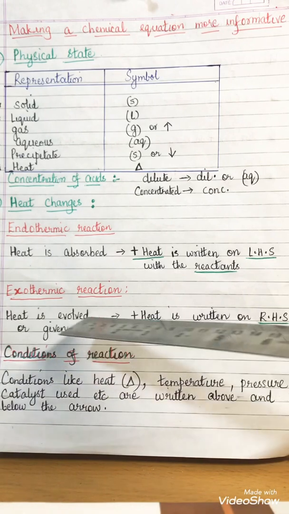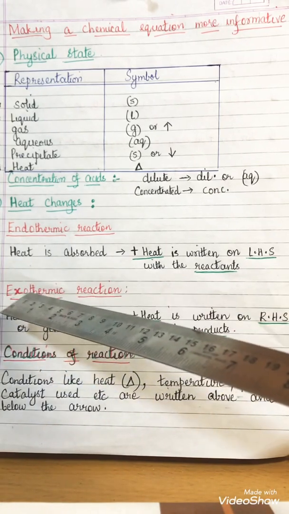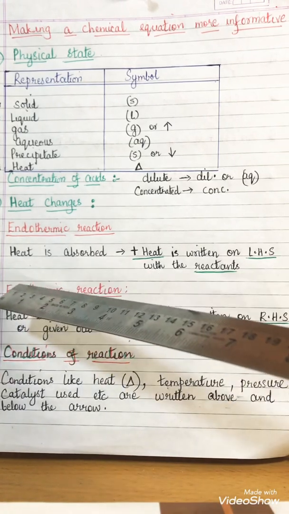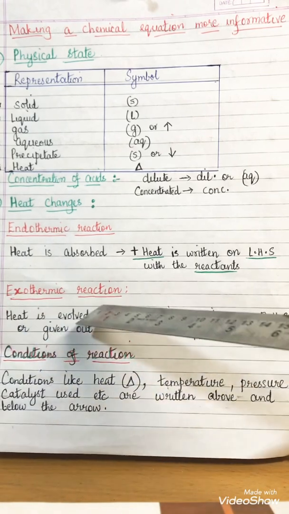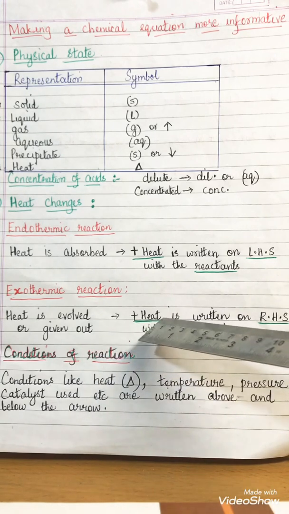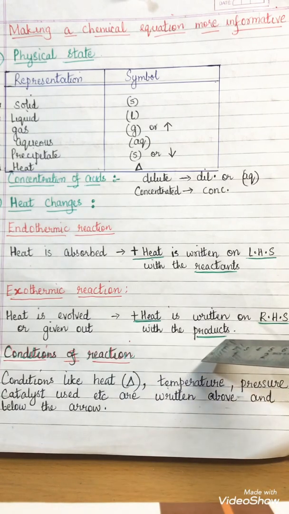If heat is evolved or given out during a reaction, it is known as an exothermic reaction. Exo means out, given out. So heat given out, it's known as an exothermic reaction. And in that case, plus heat is written on the right-hand side along with the products.